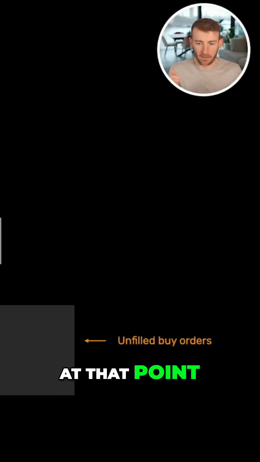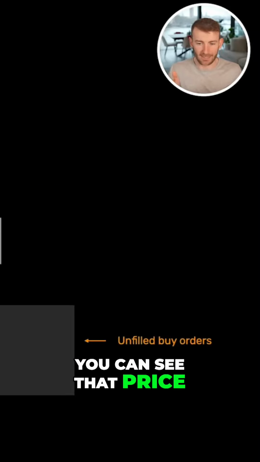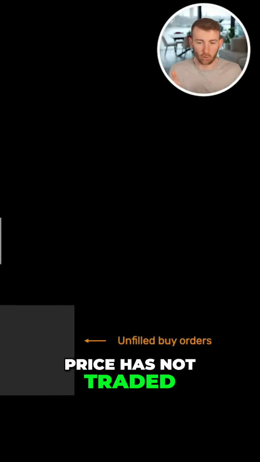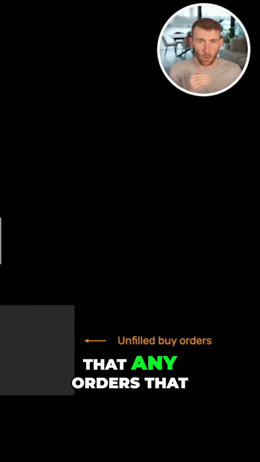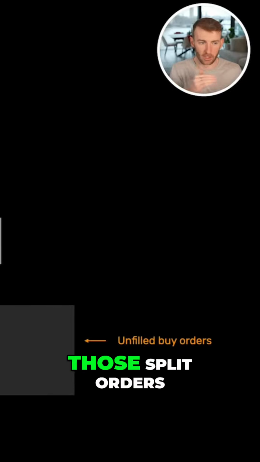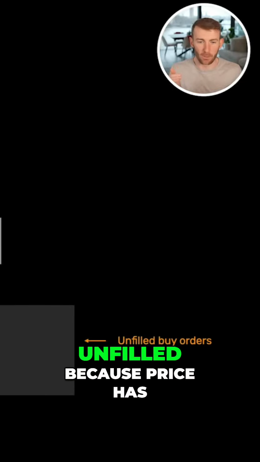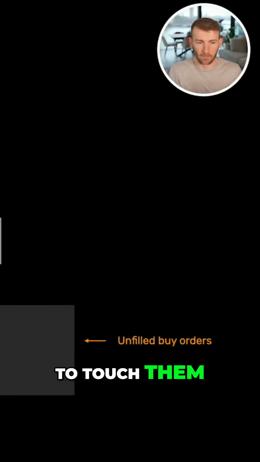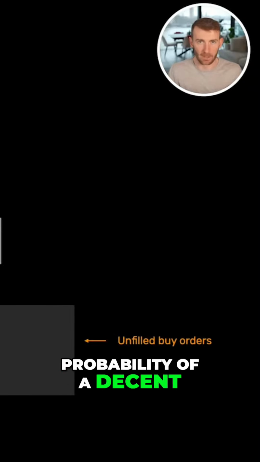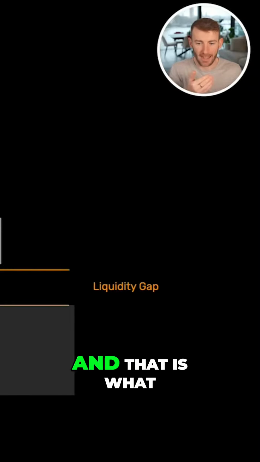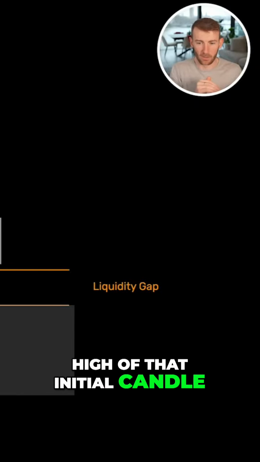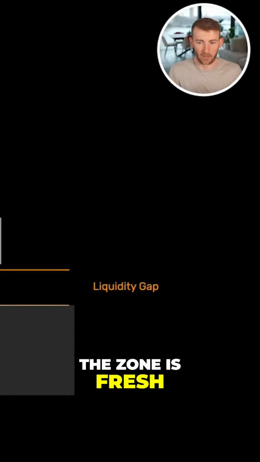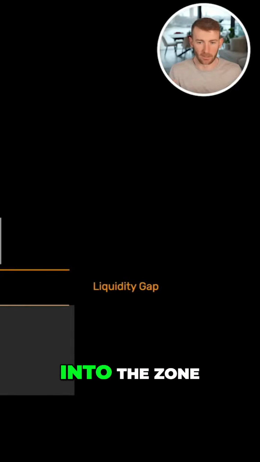Now, at that point, you can see that since that candle had closed, price has not traded back into it. So now we can say that any orders that have been left within there, those split orders, can still be unfilled because price has not come back in to touch them. So we're increasing the probability of a decent reaction when price returns there. And that is what we call the liquidity gap, okay? So from the high of that initial candle to now where price is moving away, we can say that the zone is fresh until that gets filled, until price comes back into the zone.